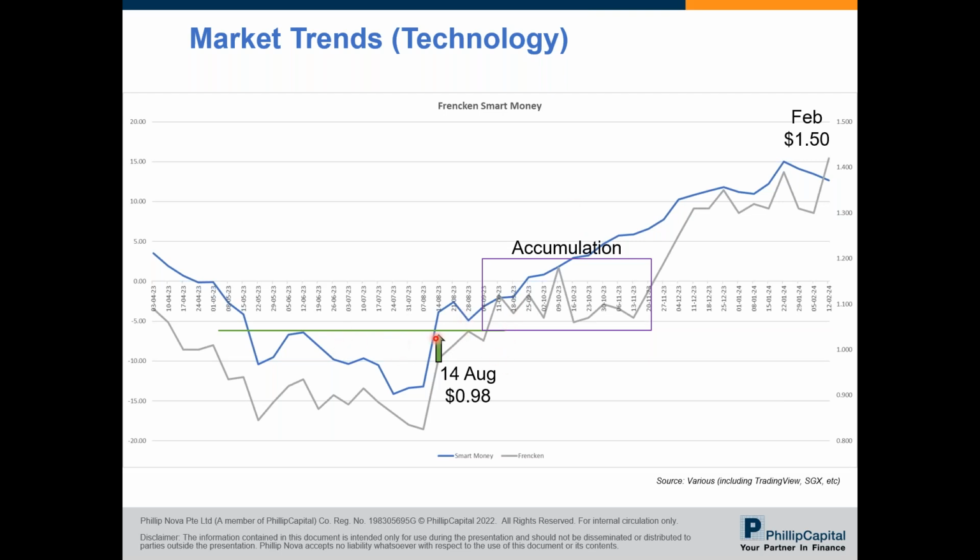But also by looking at the smart money chart, the blue line here, we can see that on the 14th of August, the blue line broke above the key resistance level. At that time, Frencken Group was trading at 98 cents, or close to about $1.